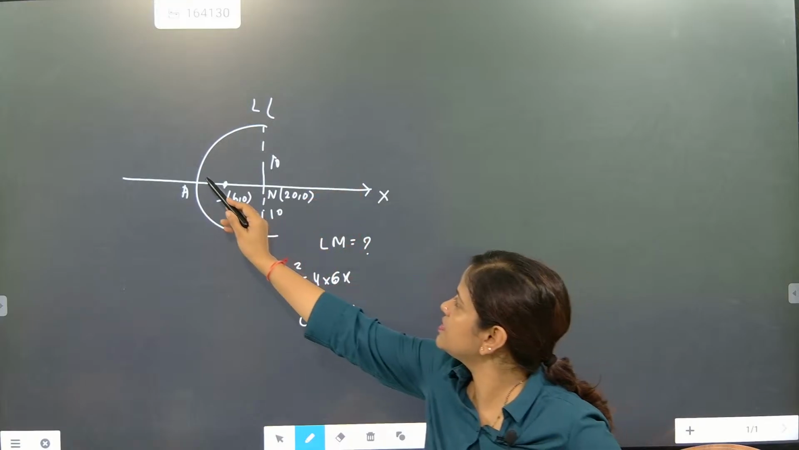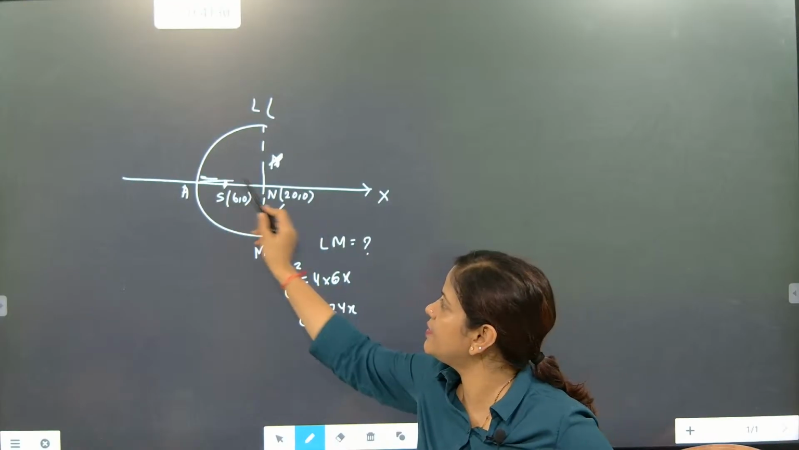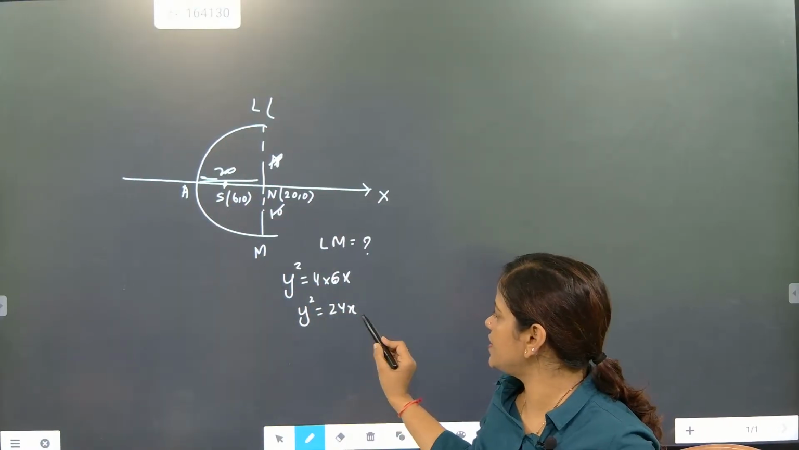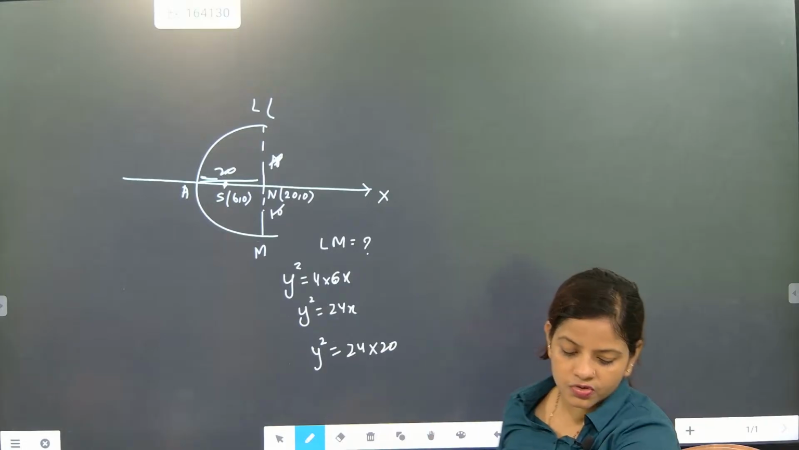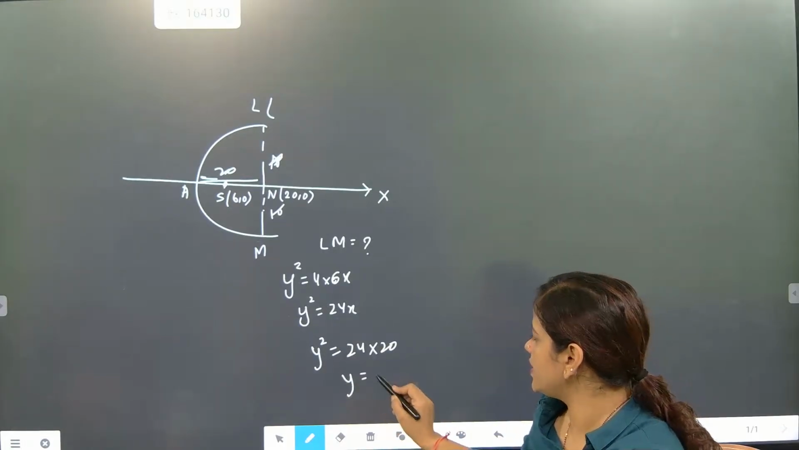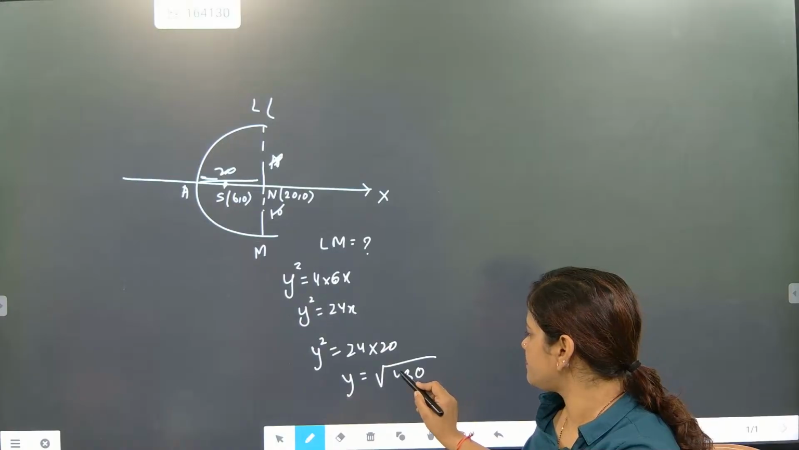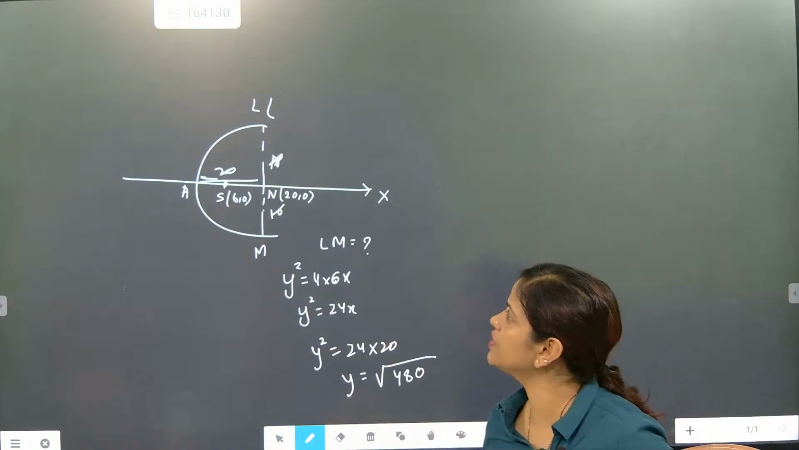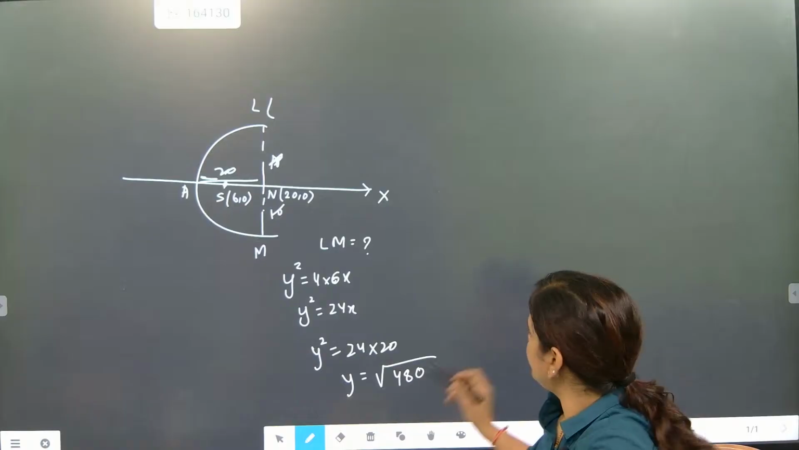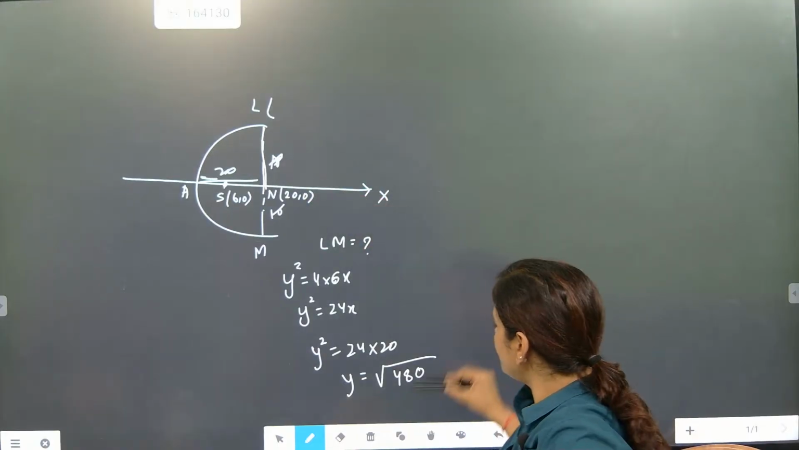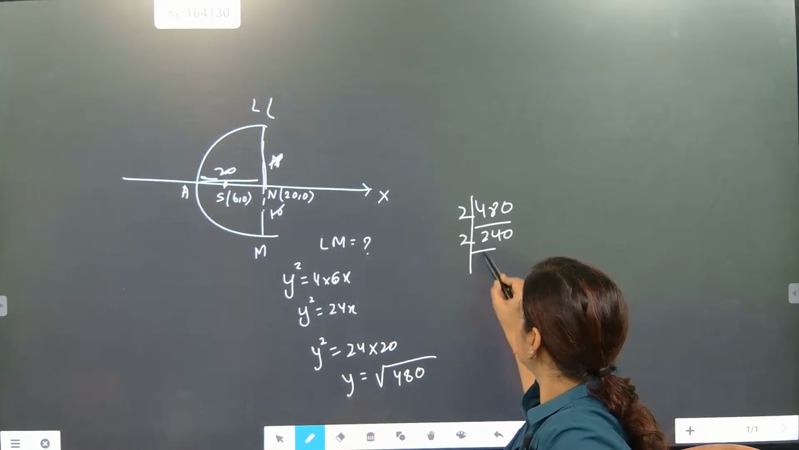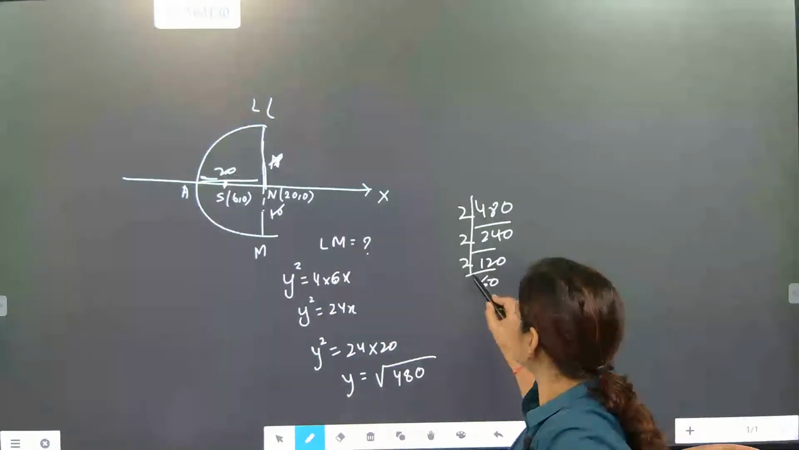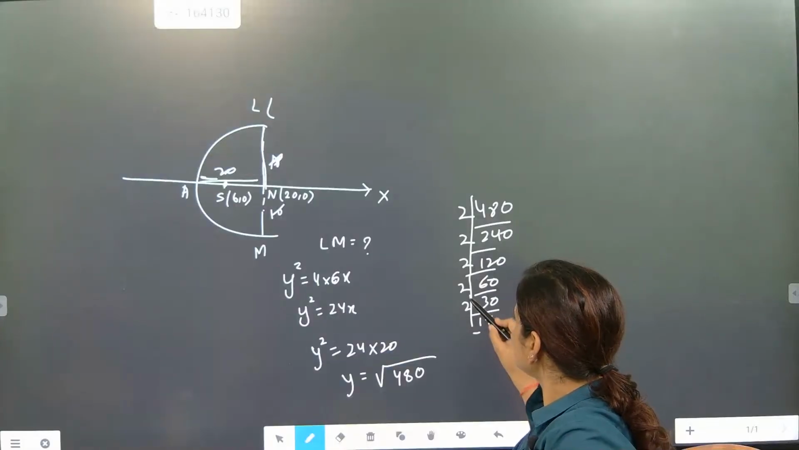The x distance is this part. Sorry, this is not 20. This is 20. Depth is given as 20. So x value is 20. So y square is equal to 24 into 20. Understood? So the y value will be root under 480. So root under 480 will become how much? 480 becomes 240, 120, 60, 30, and then 15 is not coming, so 30.